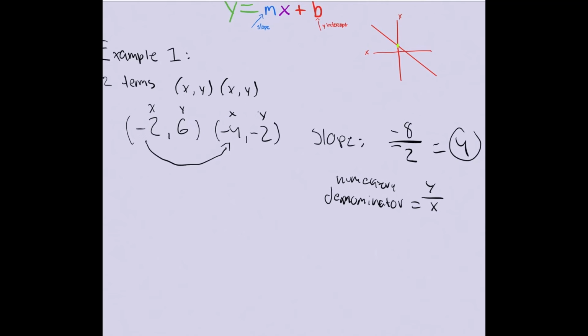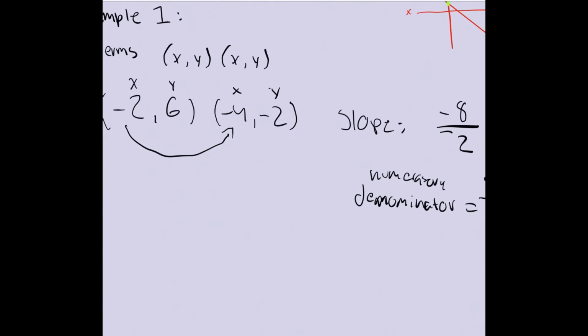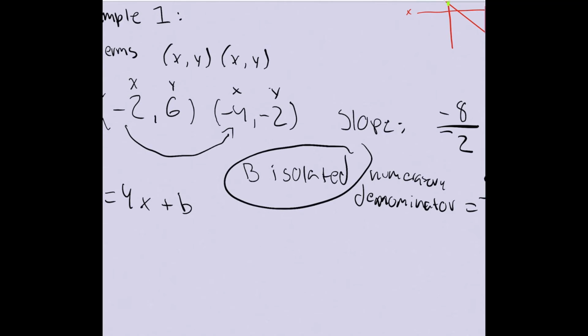Right now, the only thing we're going to do is plug in all the information we have. So y equals 4x plus b. What we're going to want to do is isolate b. Pretty important, okay? Get b isolated.